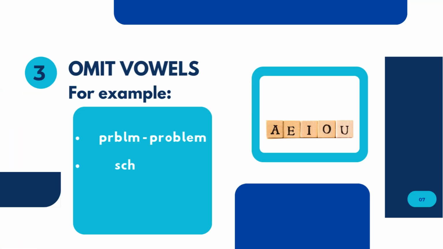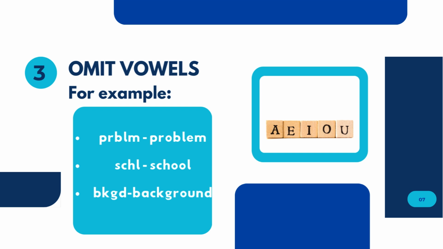The next way is to omit vowels. Sometimes you might need to write out the whole word, but even so, you can probably leave out the vowels and still understand the word. For example, you just write PRBLM for problem, SCHL for school, BKGRND for background.